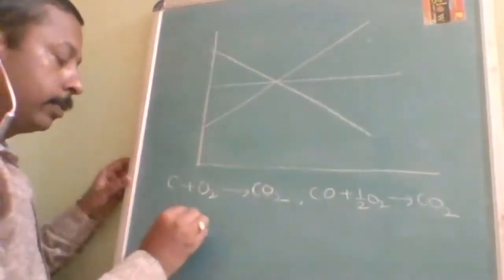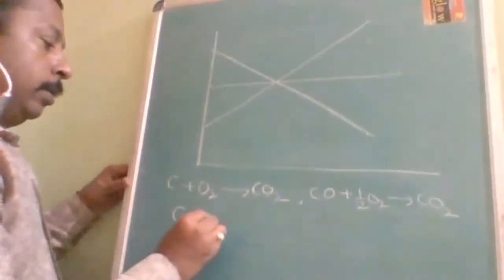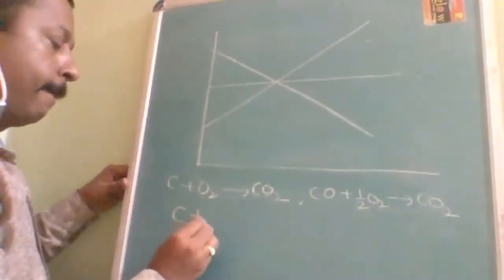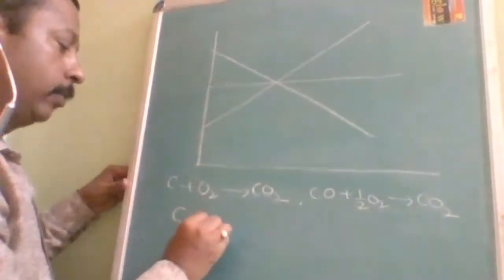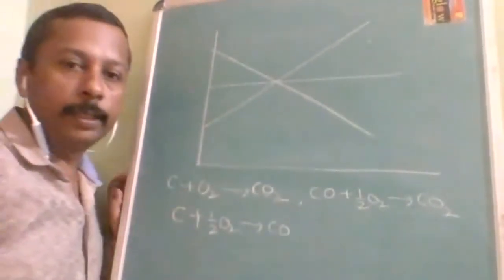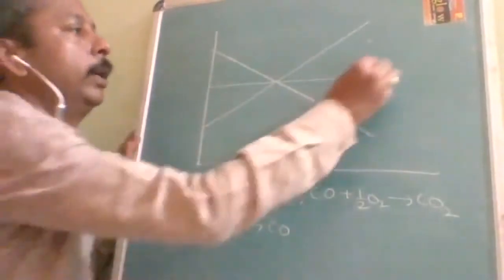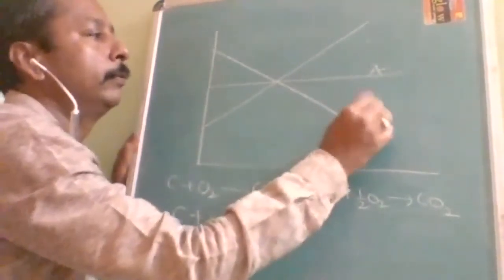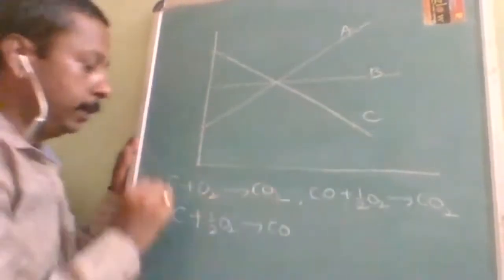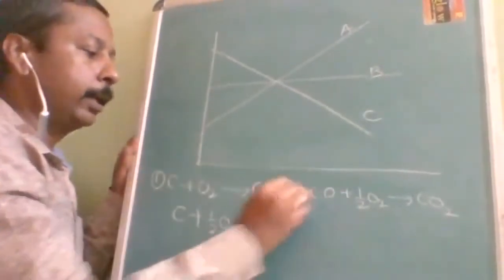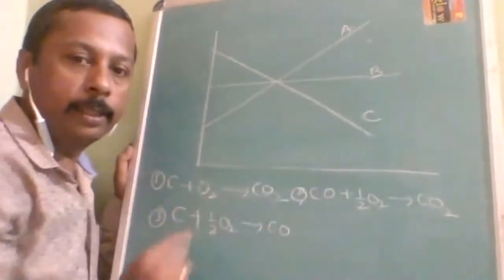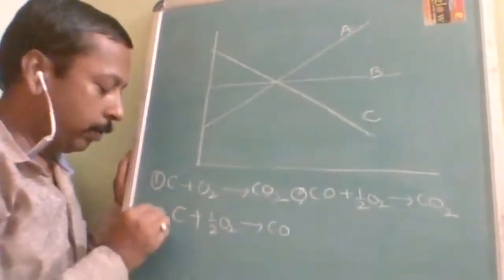Now what is the next one? C plus half O2 gives CO. Okay, so these are the three reactions. Now let us take graph A, graph B, and graph C. This is reaction 1, this is reaction 2, this is reaction 3. So three lines are there, three equations are there. You have to identify them.